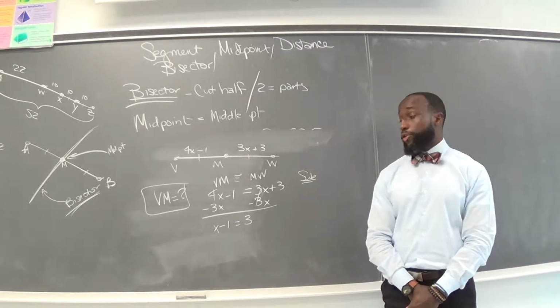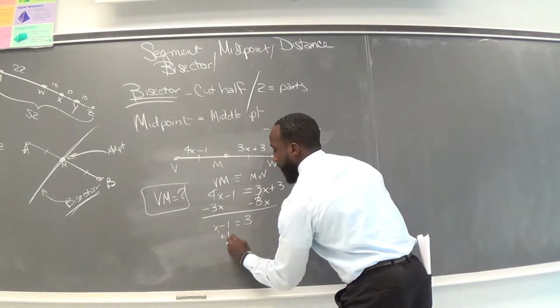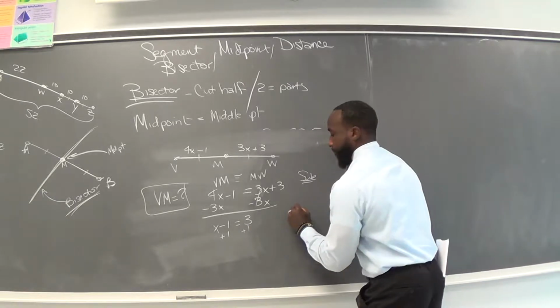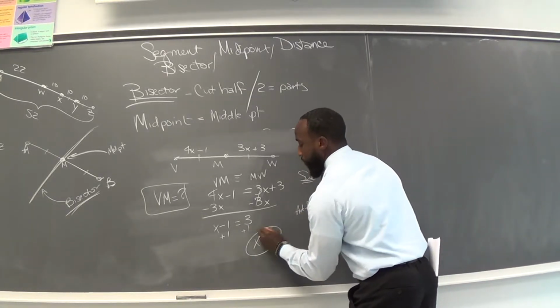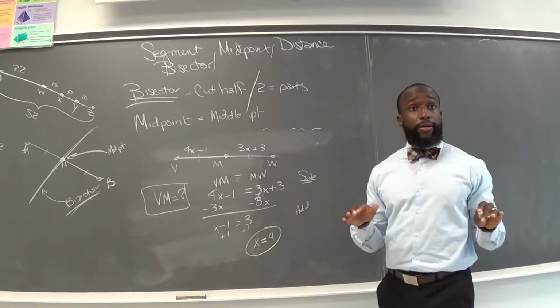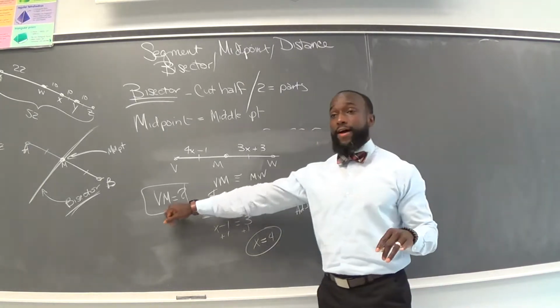Then plus who? Plus 1. Plus 1, right? Alright, so you add. So x equals what? 4. X equals 4, right? We're not done though.